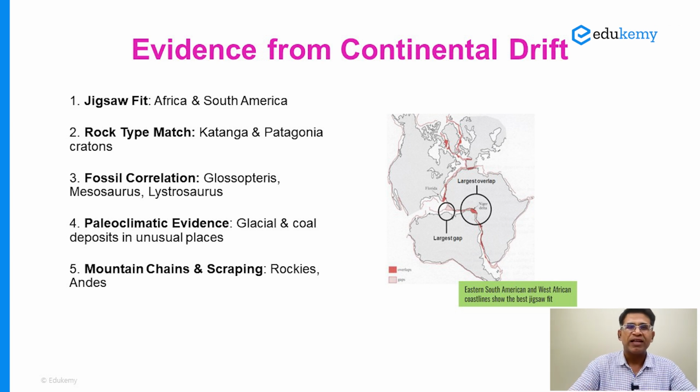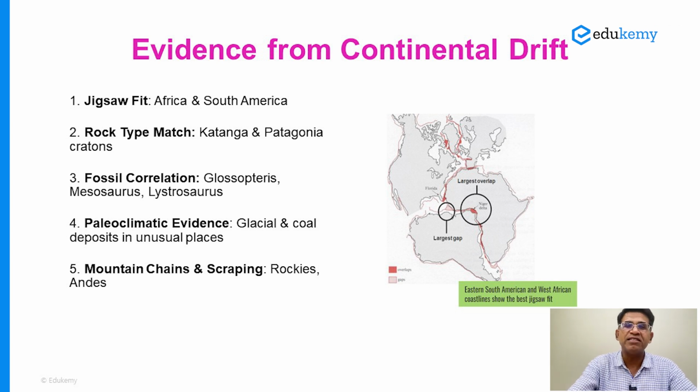The second evidence is rock match. The type of rocks in Africa and the type of rocks in South America match. The gold deposits are matching, the iron ore deposits are matching, and the extension of the cratonic rocks of the Katanga region matches with those of the Patagonia region. So you have the structural match.